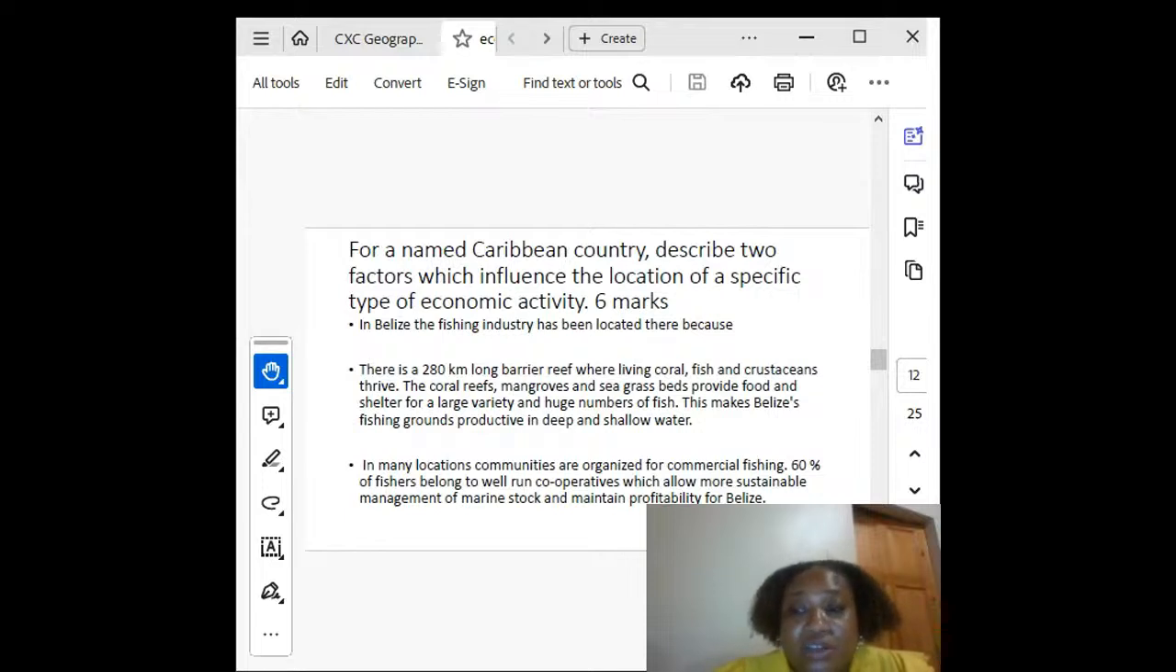Also, the location of the communities, they have what we call cooperatives where the fishermen come together and pool resources so that they can meet the demand for the fisheries on the world market in terms of export and also to sustainably manage the marine stock and also to maintain the profitability, right?